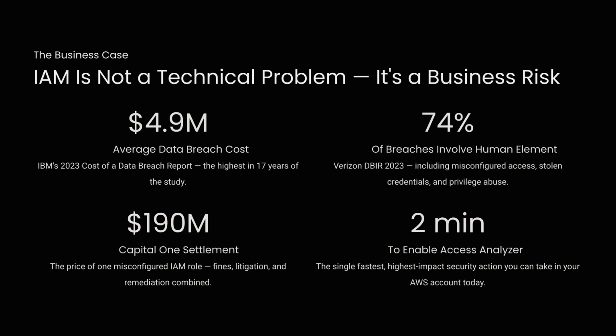IAM is a business risk, not just a technical problem. The average data breach costs nearly $5 million. 74% of breaches involve the human element, including misconfigured access. Protecting your business can be simple. Enabling Access Analyzer takes just 2 minutes and is the single highest impact security action you can take today.